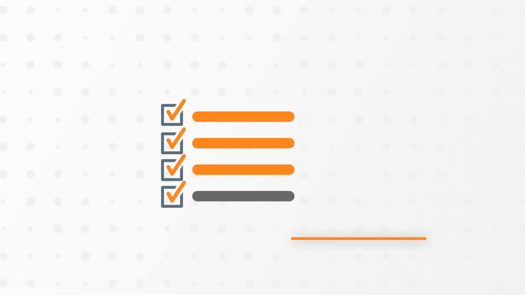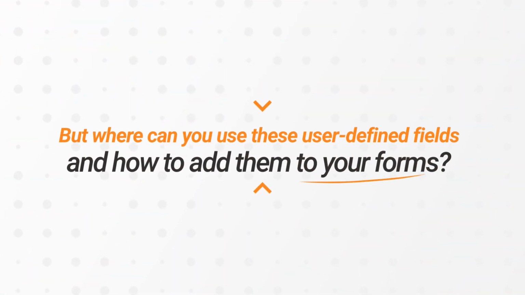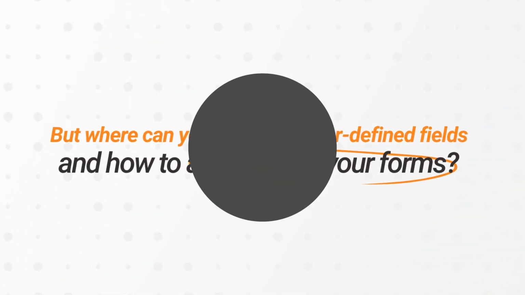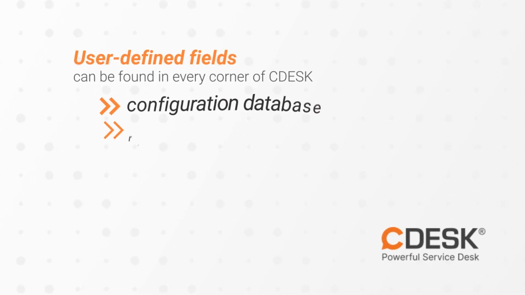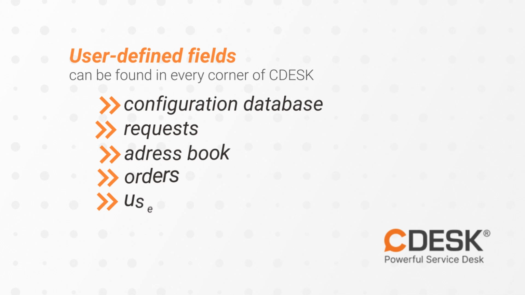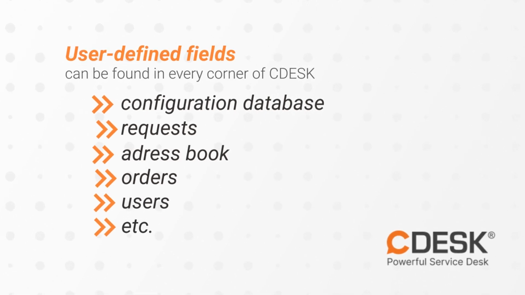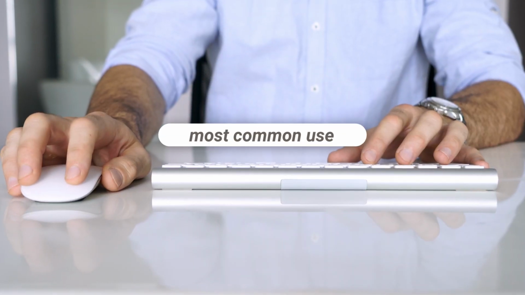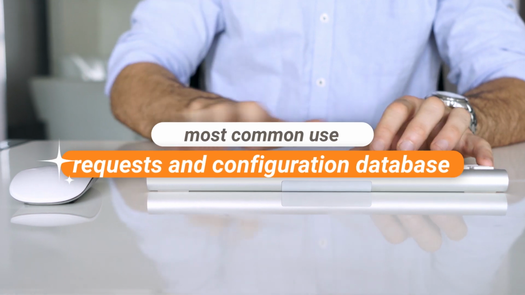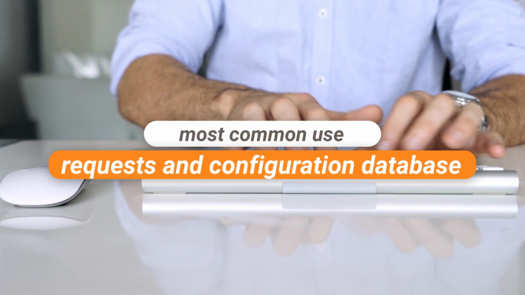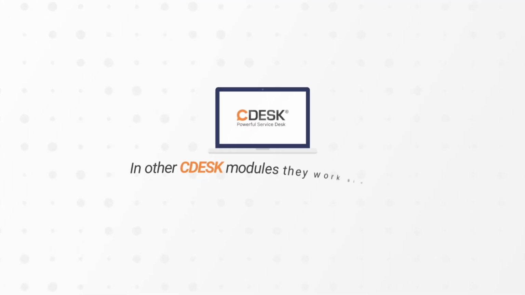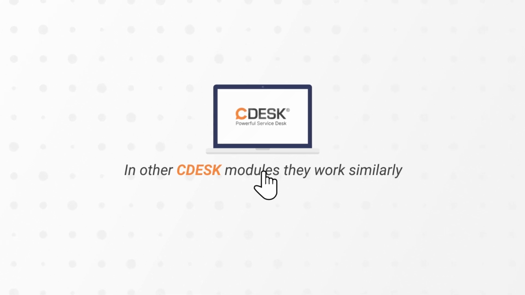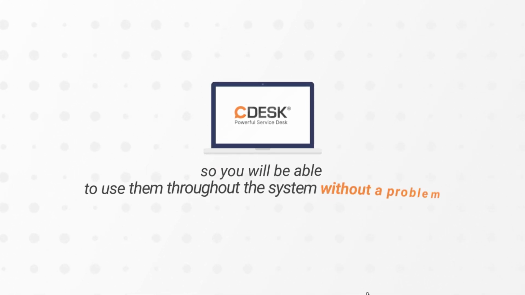You can include these fields as columns in your lists and then filter by them. But where can you use these user-defined fields and how to add them to your forms? User-defined fields can be found in every corner of CDESK, from the configuration database through requests, address book, and orders to users. The most common use is with requests and configuration database, so we will demonstrate how they work here. In other CDESK modules, they work similarly, so you will be able to use them throughout the system without a problem.